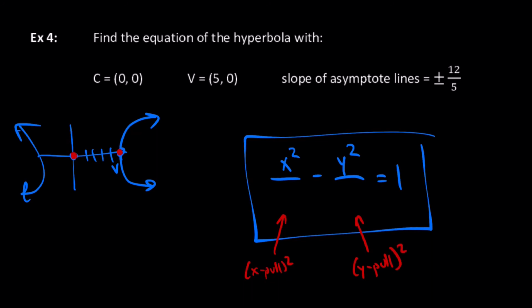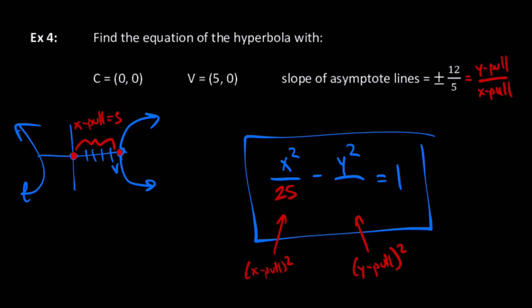That's the center, that's the vertex. There's your x pole. 5. So that's 25. So now I have to use the slope of the asymptote lines, plus or minus 12 over 5. So remember, this fraction is equivalent to the y pole over x pole.